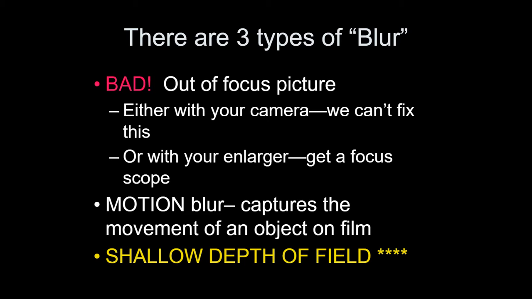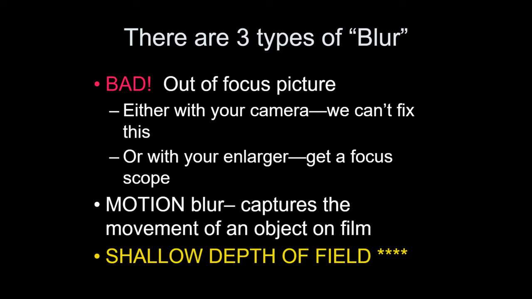Well, there's the out of focus picture, where either we took a blurry picture with our camera and we can't fix that, or sometimes when we're printing in the darkroom, our enlarger's out of focus, so we can get a focus scope. It's a magnifier that lets us see whether our image is in focus or not. Then there's motion blur, which captures the movement of an object as the lens stays open while the image moves, so we capture all of that movement in a blur on the image.